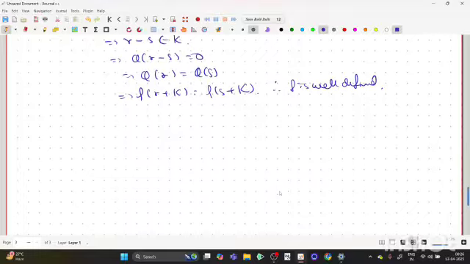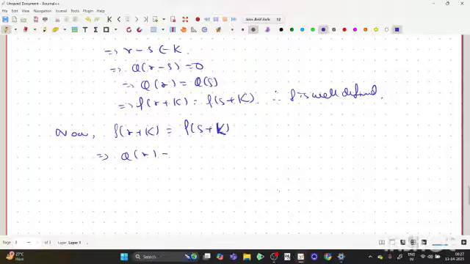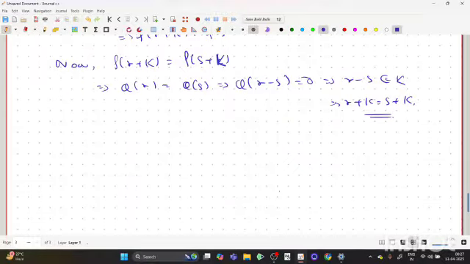Now let's check whether it's injective or not. Suppose f of R plus k equals f of S plus k. What does this imply? This implies that phi of R is equal to phi of S. This implies that phi of R minus S is 0. This implies R minus S is in the kernel. This implies R plus k is equal to S plus k. So exactly the steps backward of well-definedness. Is it surjective? What can you say?